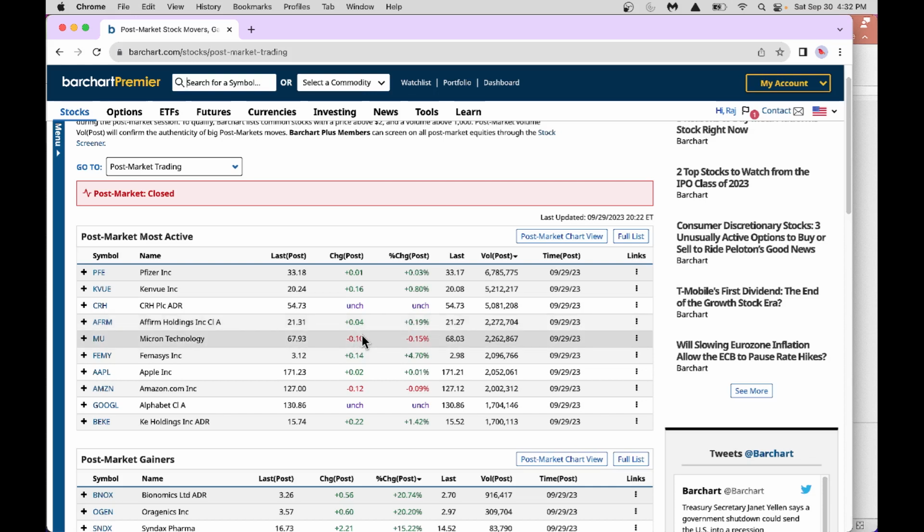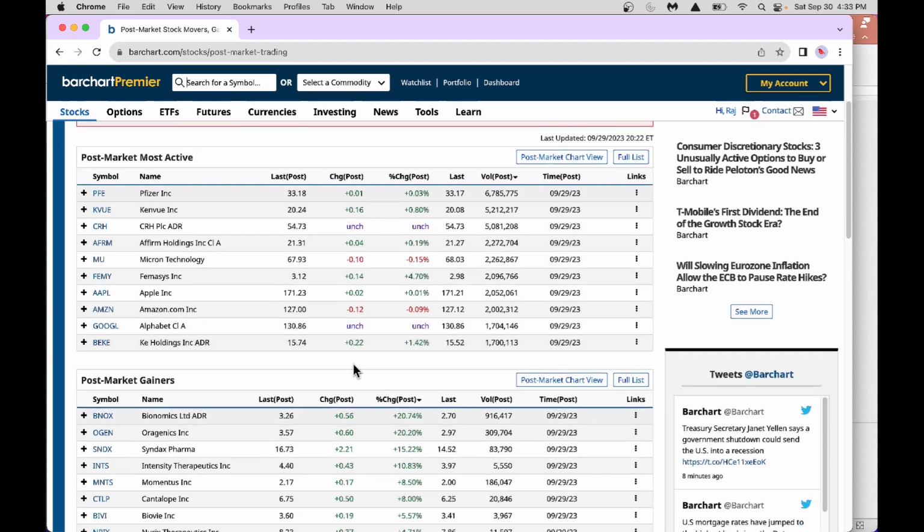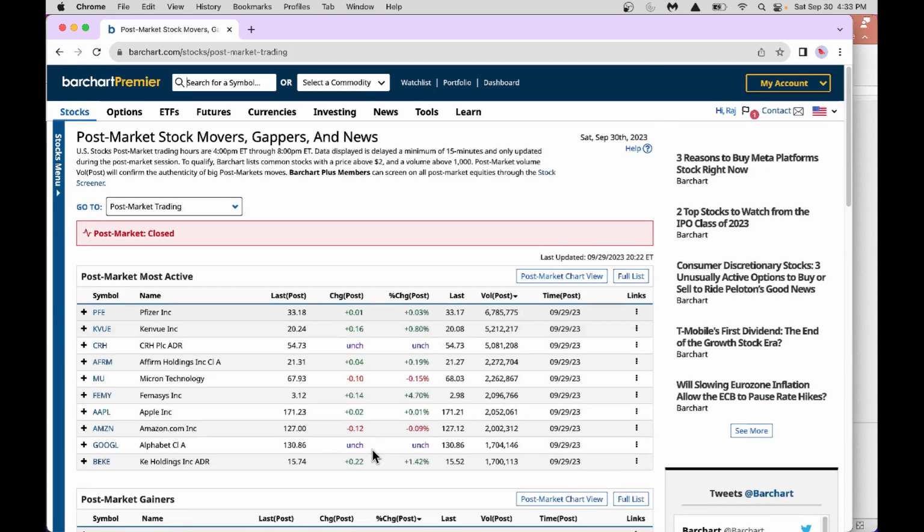What are the most active stocks, as you can see here, and so on and so forth. Look, we got my favorite stocks. Apple is going up slightly post market close. Amazon, same story, slightly down as you can see here, and Google is unchanged. And we got market gainers, losers, and so on and so forth.